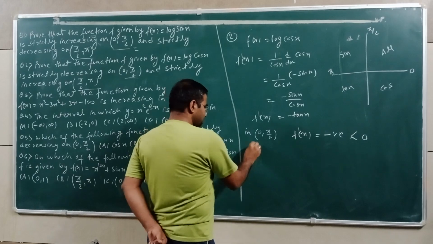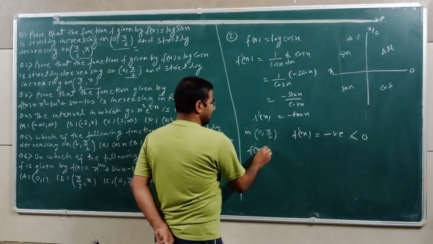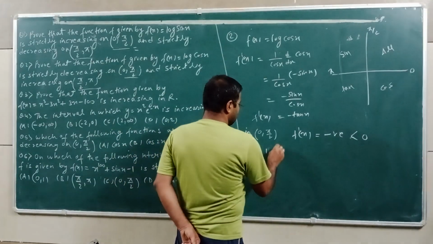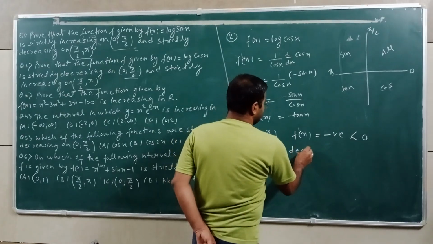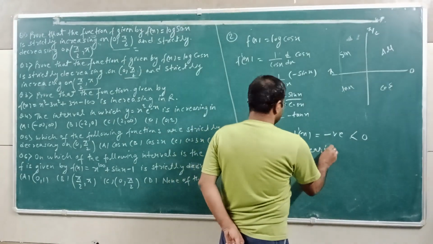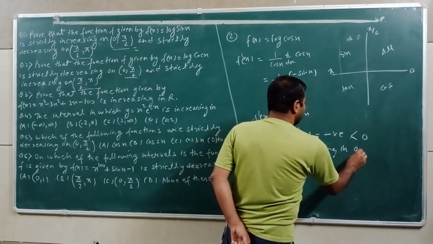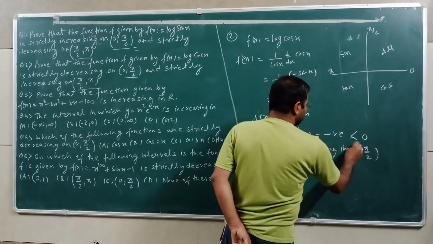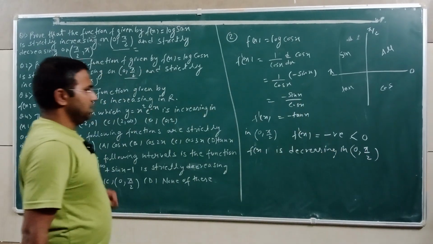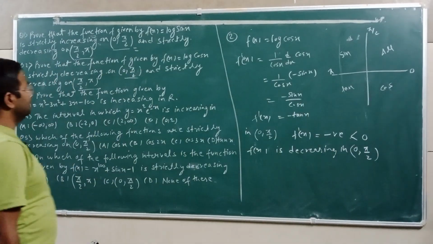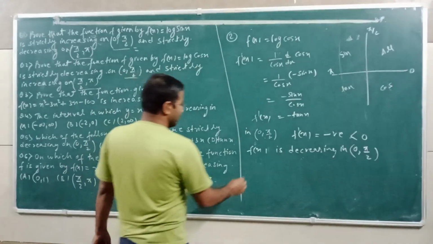Then f(x) is decreasing. You will write: f(x) is decreasing in 0 comma pi upon 2. So in this way you will tell that f(x) is decreasing in the interval 0 comma pi upon 2.